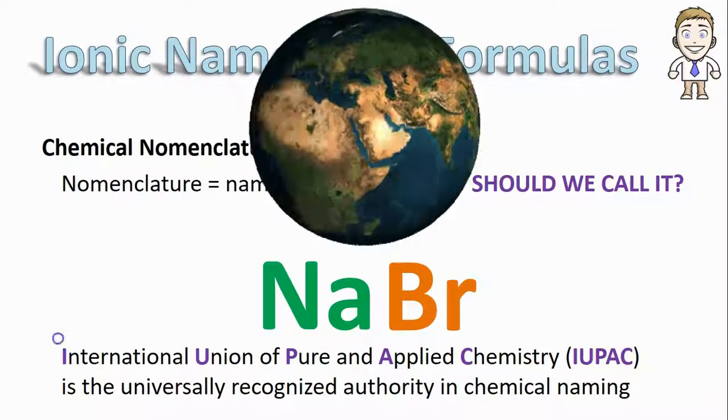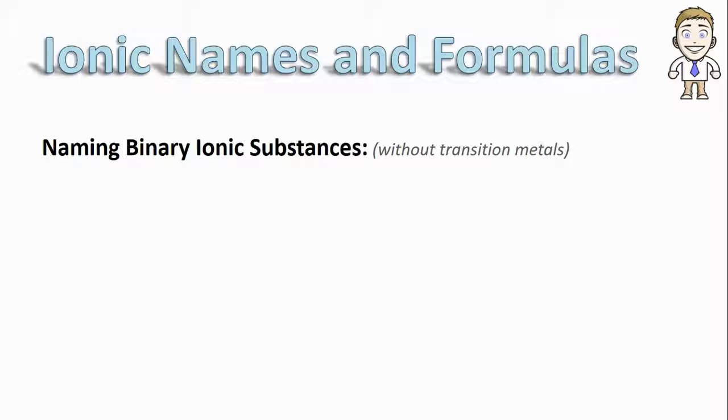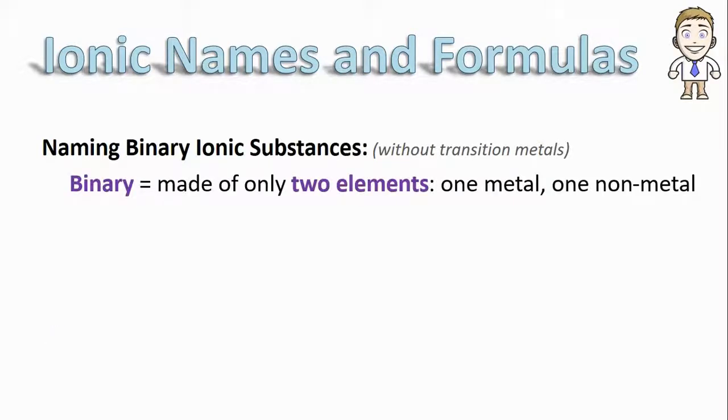So finally, let's get into the naming rules for binary ionic substances by first clarifying what we even mean by binary. These are the easy ones. It's the best place to start. Binary means that it's a substance made of only two types of elements, one metal and one non-metal, just like our example NaBr.